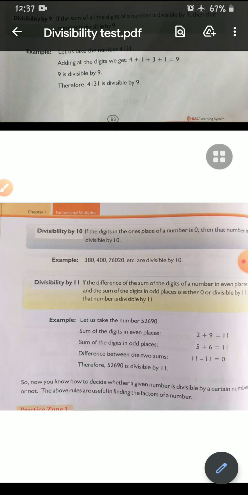Now you know how you have to decide whether a given number is divisible by a certain number. I hope everything is clear to you.